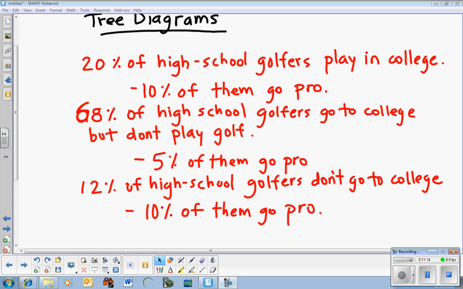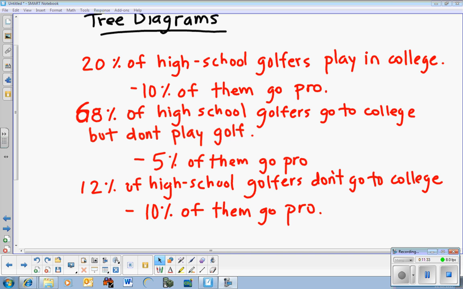Sometimes you get a bunch of info thrown at you with a bunch of percentages, and you just need a way to organize it. If you're going to answer some probability questions, like right now, if I said, hey, read this, what's the probability that one of my golf team members makes it as a pro? Well, there's a lot to organize.